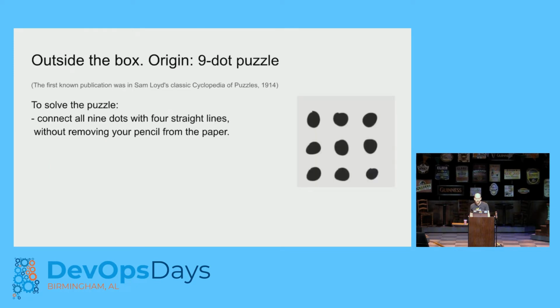So what's outside the box? The idea of that comes from the 9-dot puzzle, which first appeared in 1914. To solve the puzzle, you needed to connect all 9 dots with 4 straight lines without removing your pencil from the paper.